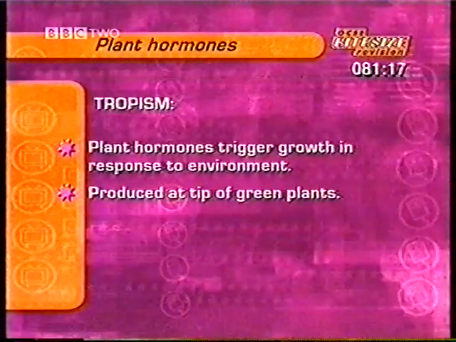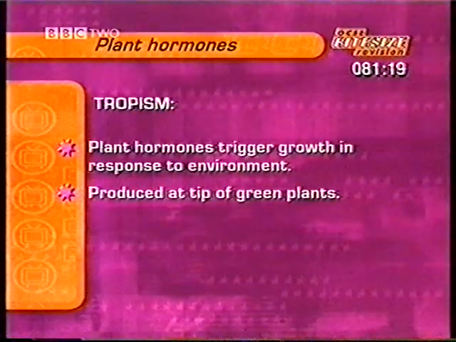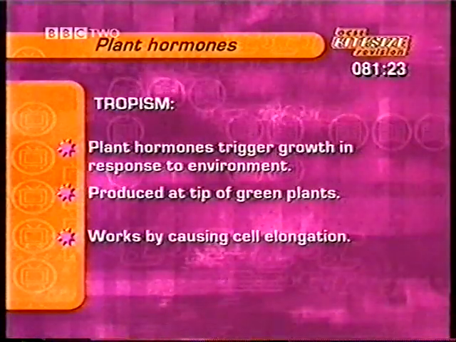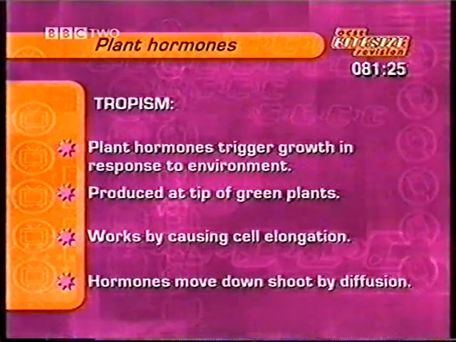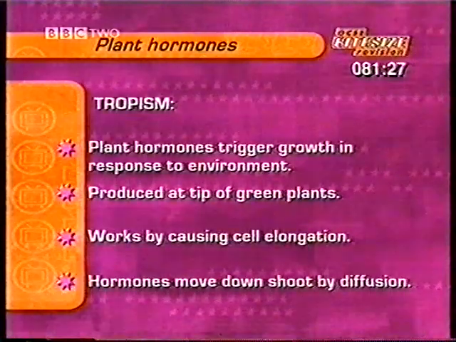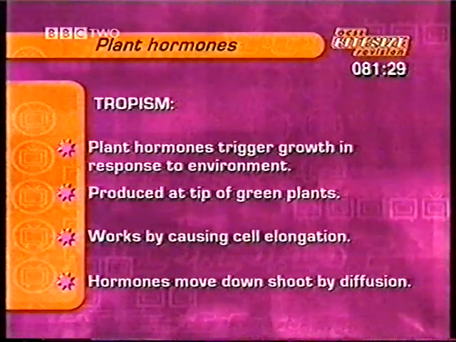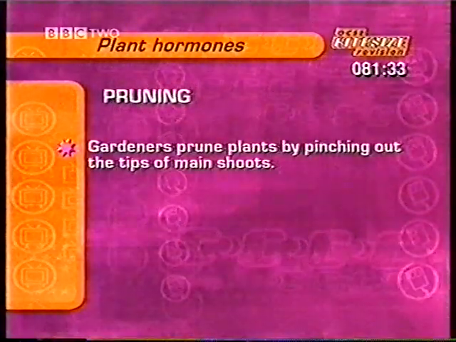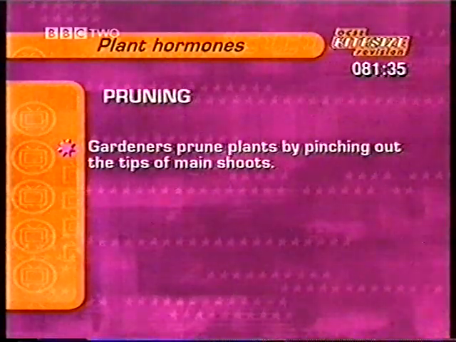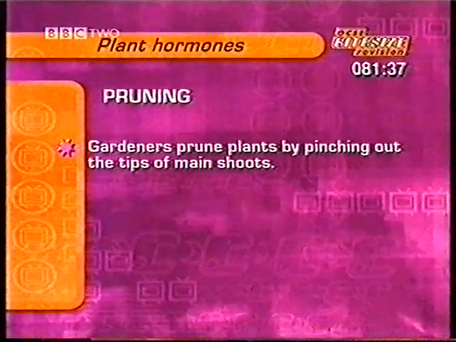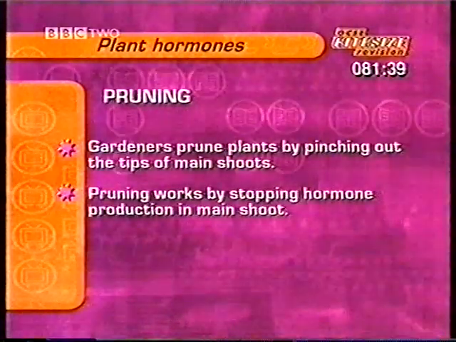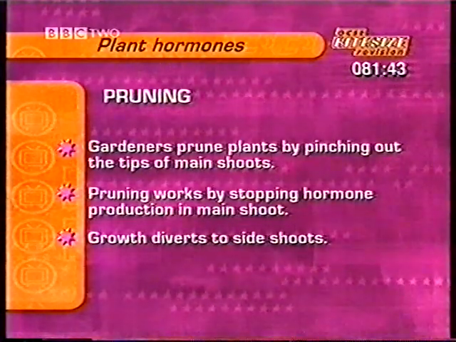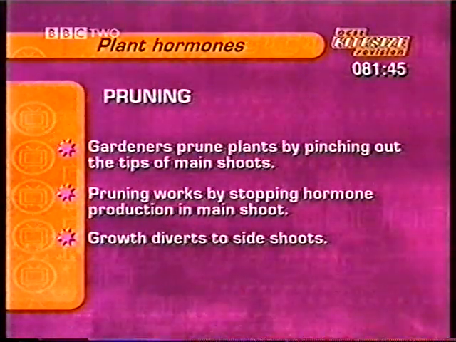Hormones are produced in the tip of the plant's shoots and work by causing the elongation of the cells in a particular part of the shoot. Plant hormones move from the tip back to the rest of the shoot by diffusion. Gardeners make use of the way hormones are produced in plants when they prune them by pinching out the tips of the shoots. This pruning stops the production of hormones and diverts growth into side shoots, so the plant becomes bushier.